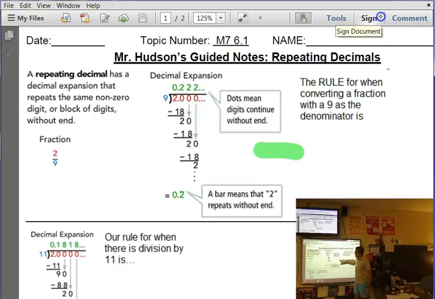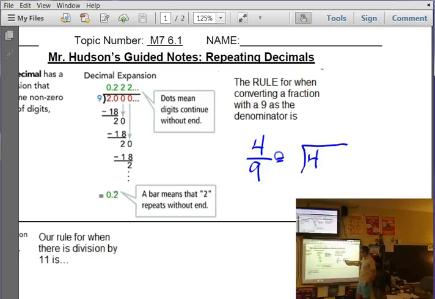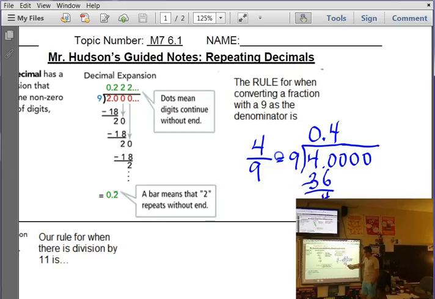So if I look at, let's say, 4 9ths. Numerator goes inside. If you have a hard time setting up the division, numerator goes inside. Does 9 go into 4? Nope. Set up the decimal. Does 9 go into 40? Yes. How many times does 9 go into 40? 4 times, right? What's 9 times 4? 36. I get a remainder of 4.